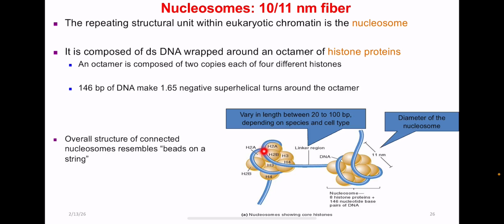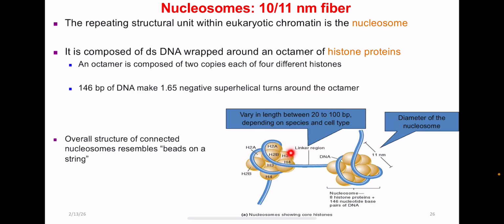In some cases you see 10, in some cases you see 11. It's the same level of compaction, the same thing. So the first one is compacting your DNA or your chromosome into a 10 nanometer fiber. We are simply wrapping our DNA around a protein complex, and the repeating structural unit within the eukaryotic chromatin is called a nucleosome. I'll talk about the nucleosome later.